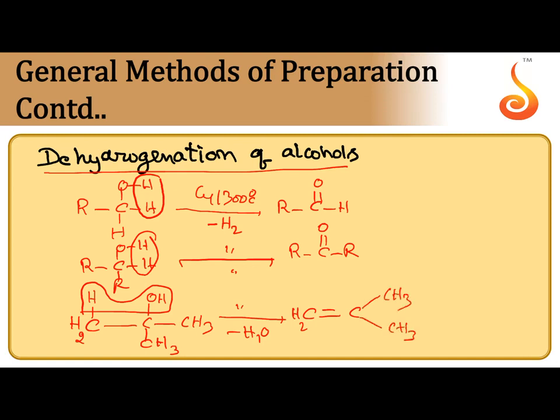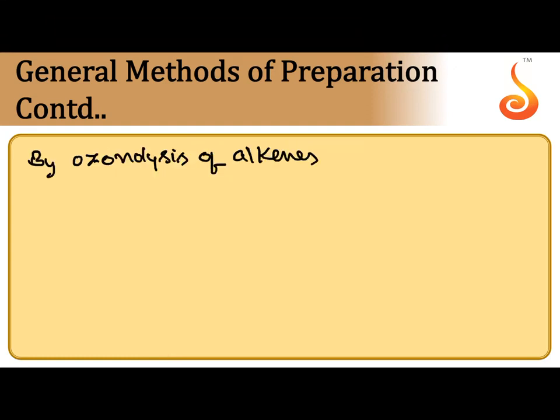This is isobutene. So remember, a 3-degree alcohol on heating with copper at 300 degrees centigrade, instead of dehydrogenation, undergoes dehydration to produce alkene. Next, preparation of aldehydes and ketones from alkenes by the process of ozonolysis.